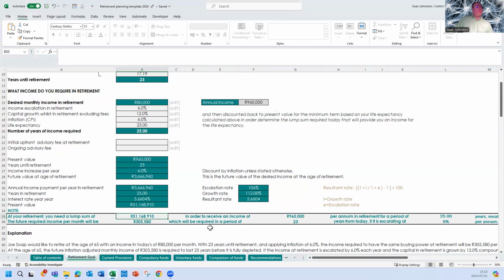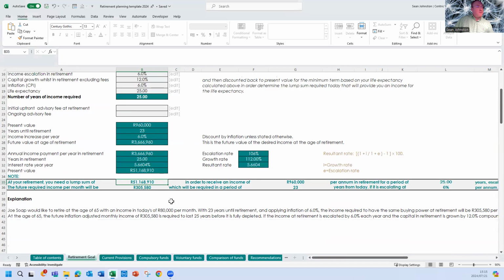He would need to have 51,168,910 rand available from the date of 65 to provide 305,580, escalating at 6% for 25 years. That's how much he needs to have.